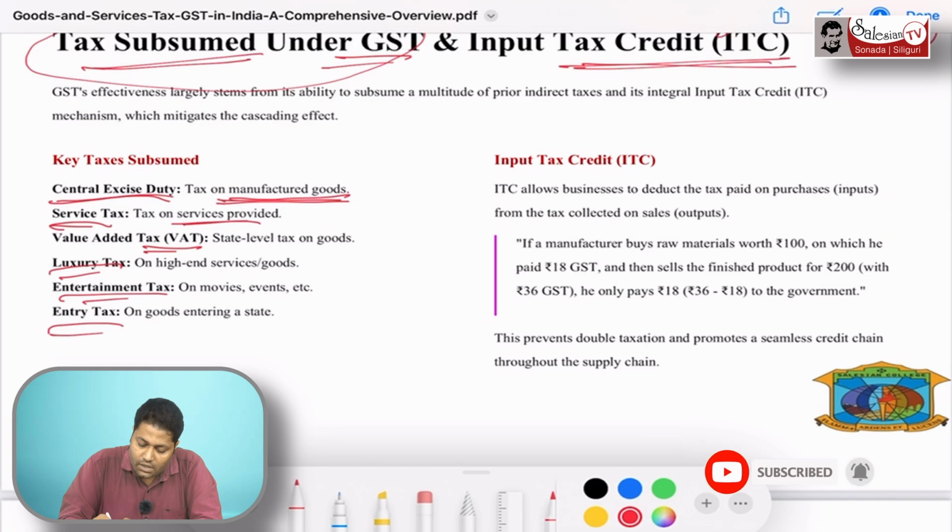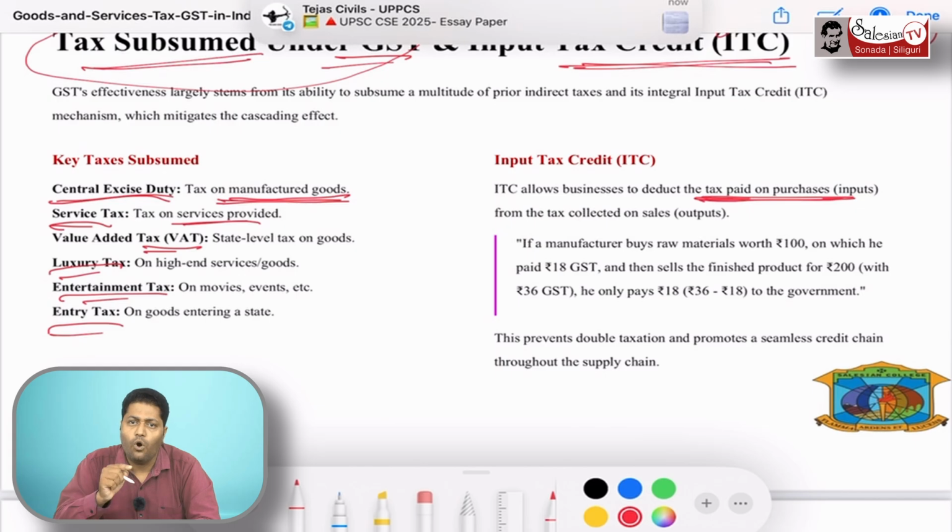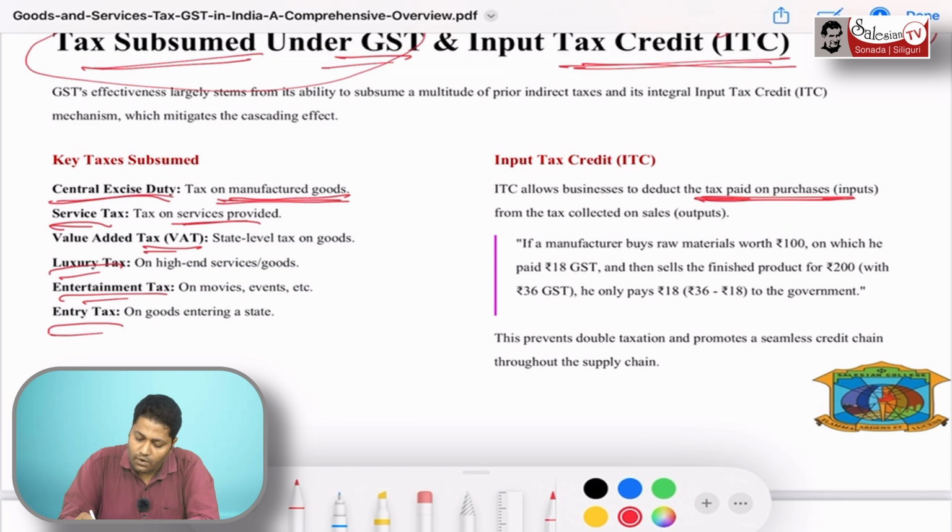Next, let's see what input tax credit is. Just read this. ITC allows a business to deduct tax paid on purchase, that is input. If you are paying tax on purchase, that is input from your side, that means you have already paid tax. Tax collected on sale is output. Please remember, on sale it is output and on purchase it is input.